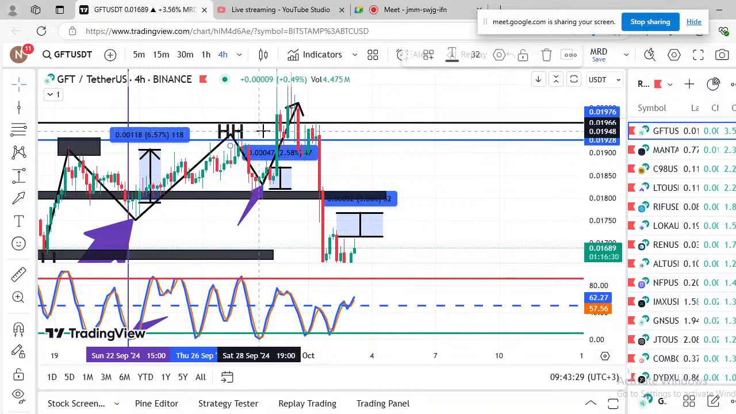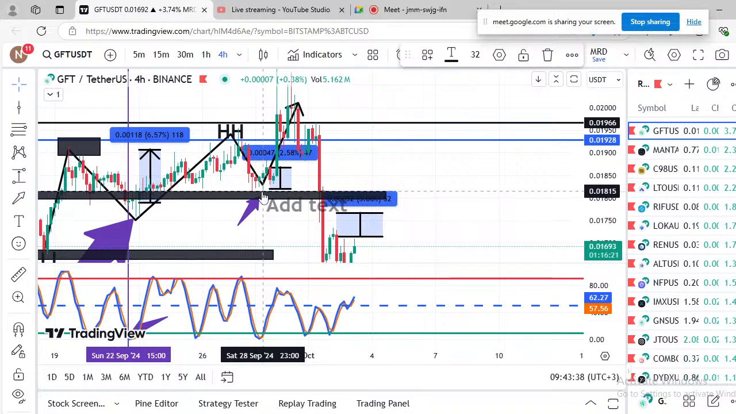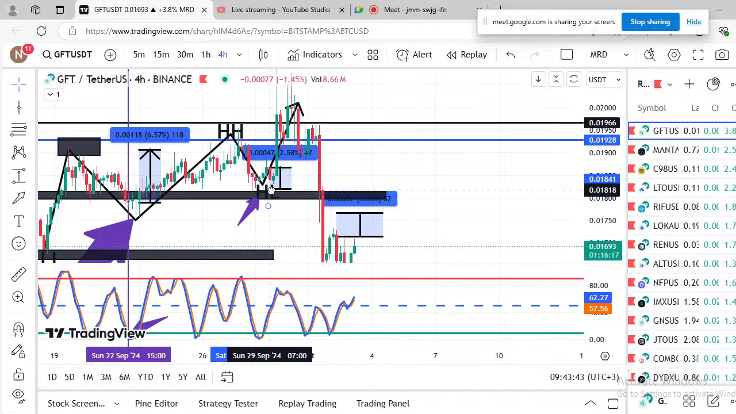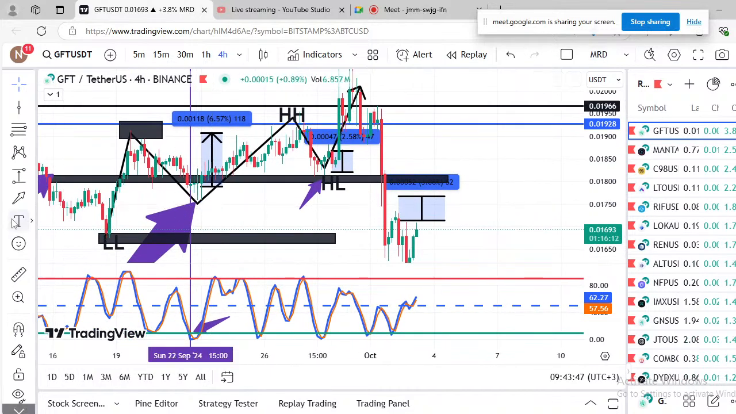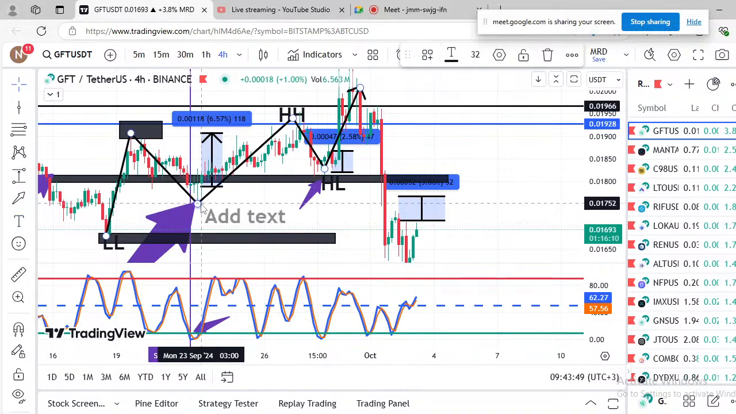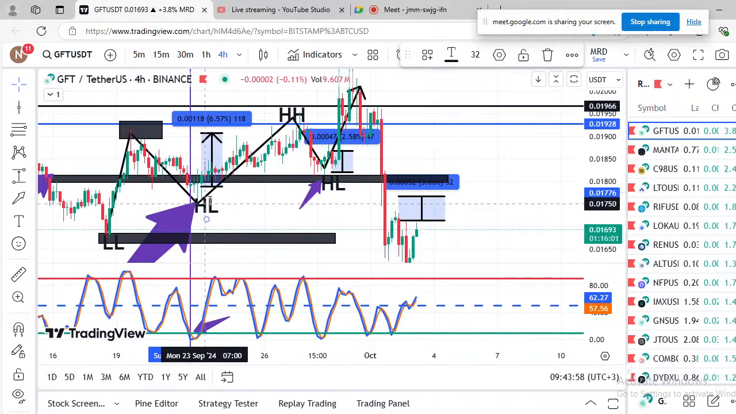Then we can see the market coming back to form a higher low at this point, because we never passed through this line. We can see that the previous one was a bit down. This is not equal higher lows. We can see that this one is a bit high, it is a bit low, and this one is a bit high.